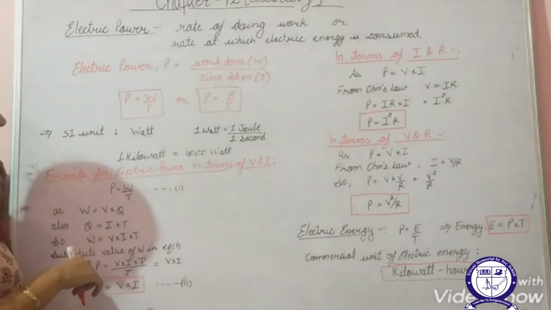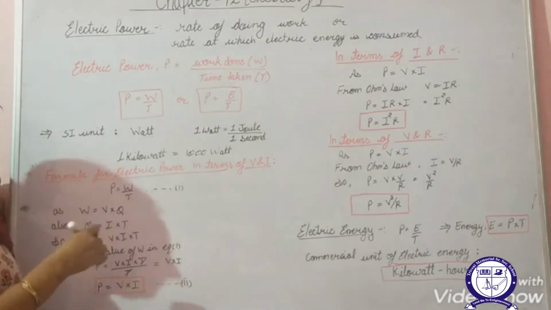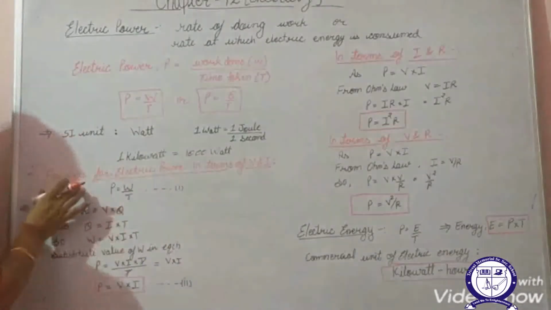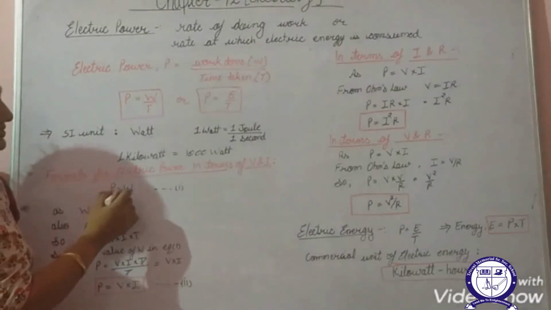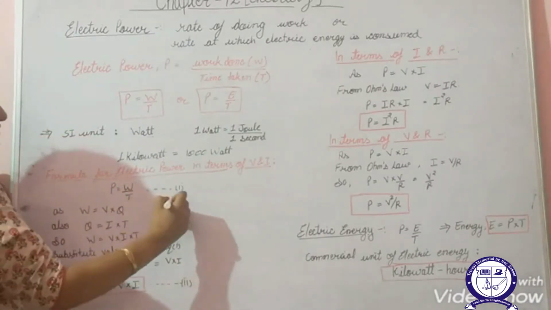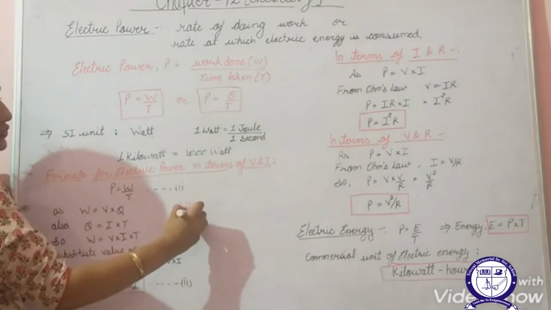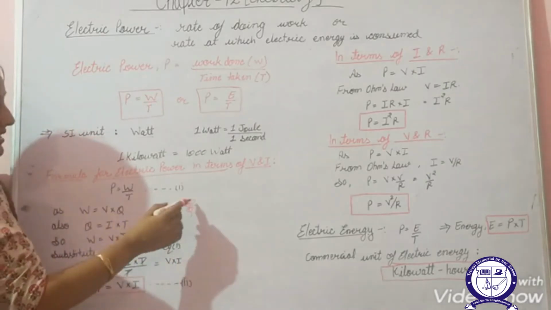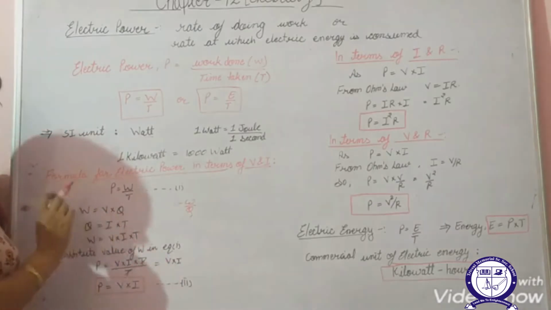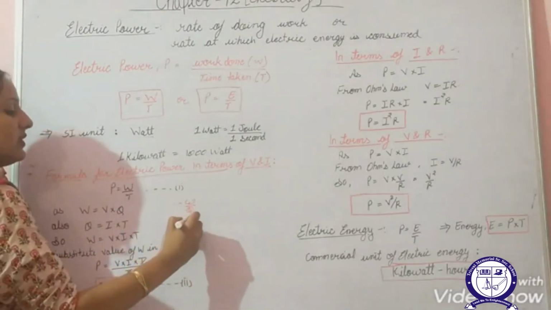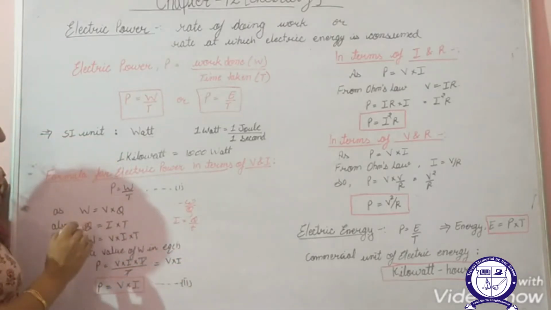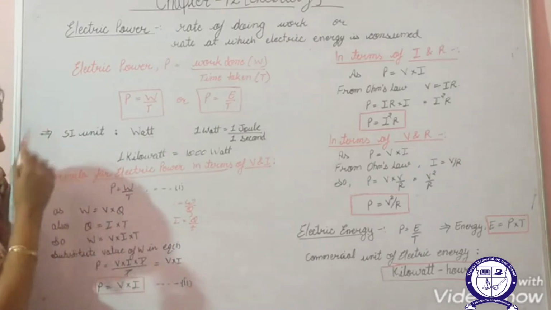Now next we'll derive the formula for power in terms of voltage and current, in terms of current and resistance, and in terms of voltage and resistance. Let's start. Now we know that power is equal to work done divided by time taken. In the formula for potential difference, we have studied that potential difference is equal to work done by charge. So from that we can write work done will be equal to V into Q. In the similar way, we have studied the formula for current, that I is equal to Q by T. So we can write this in terms of charge, that is Q is equal to I into T.